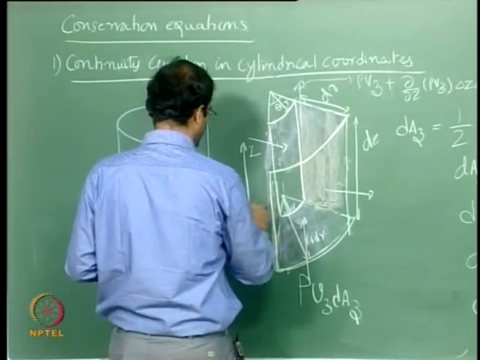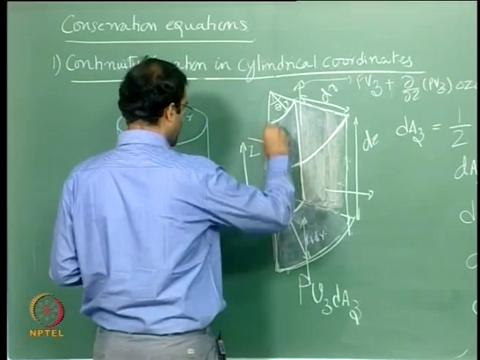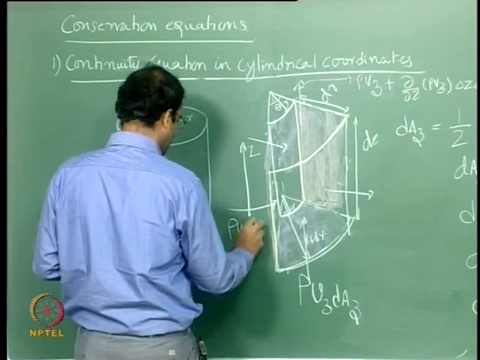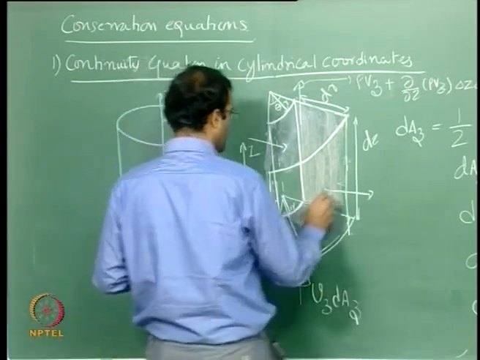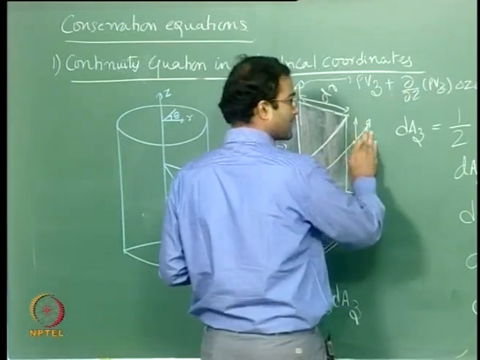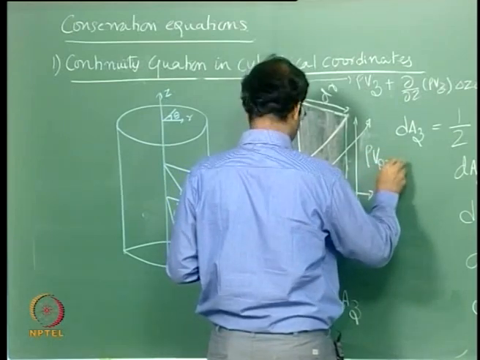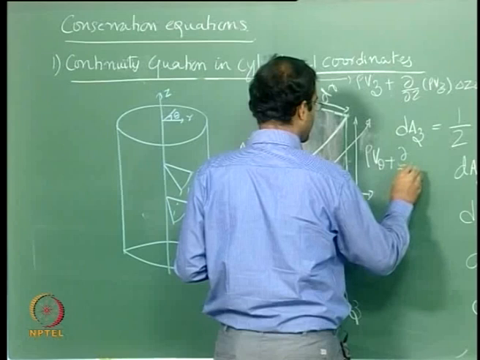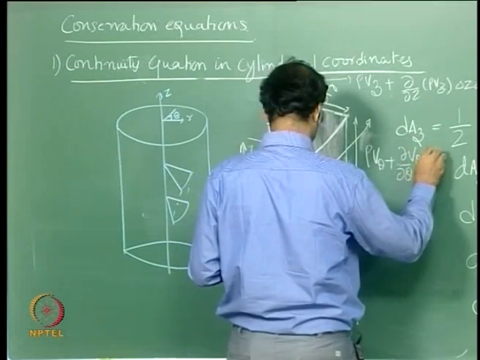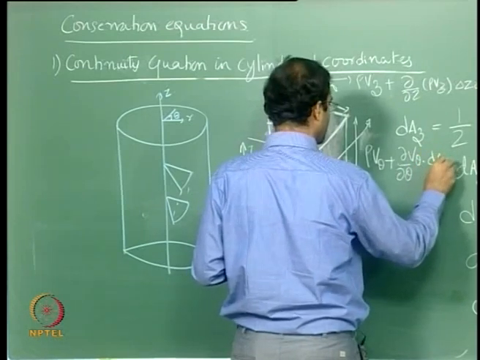Similarly, if you look at the mass flow which is entering this particular face along the theta direction, this is rho v theta into dA theta. The one which is leaving in the theta direction, from the Taylor series expansion, we can write as rho v theta plus d by d theta of rho v theta into d theta, into dA theta.